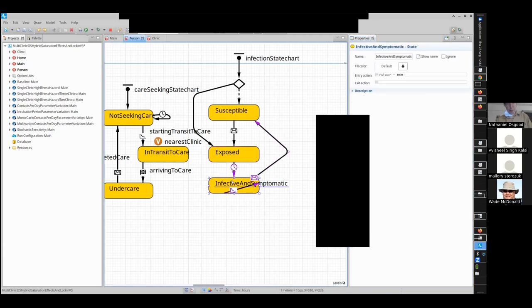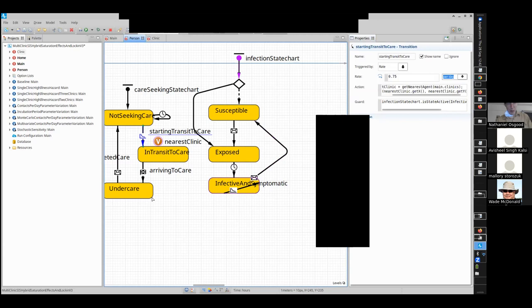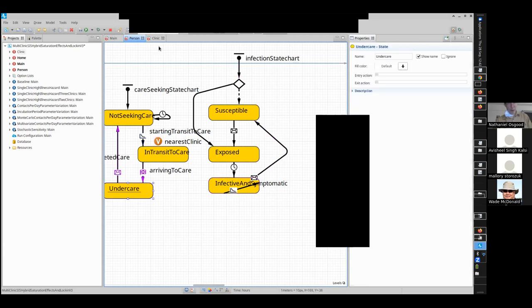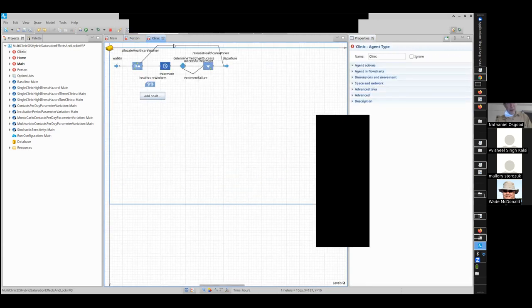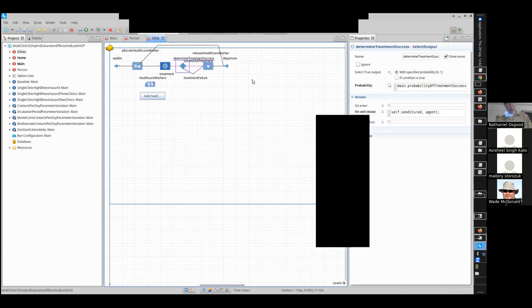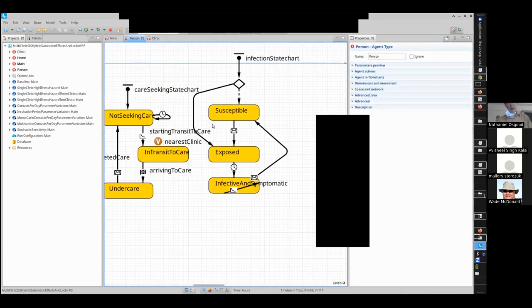But this person who is infective and symptomatic, if they seek care at a clinic and they arrive there and go through the clinic process successfully and don't leave with this transition, they can receive this message that says they're cured, with a certain probability, and they'll get cured by the clinic, and then they'll go back to a susceptible state. Okay? So this is the basic idea.